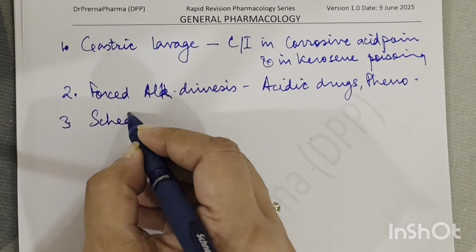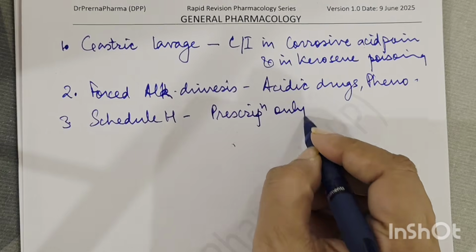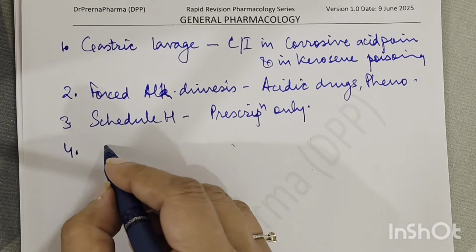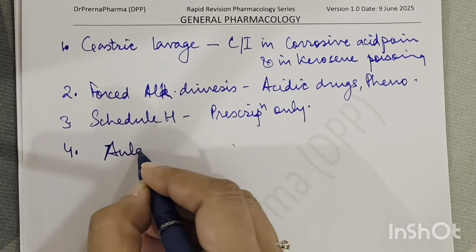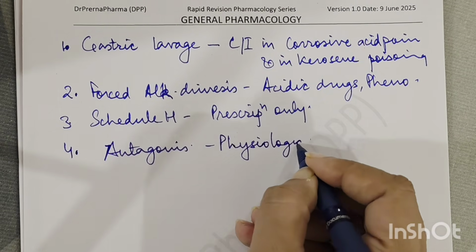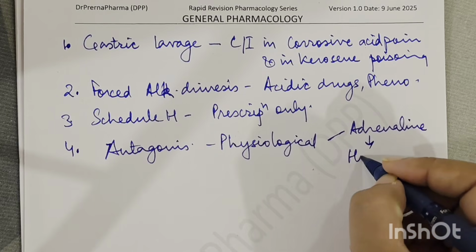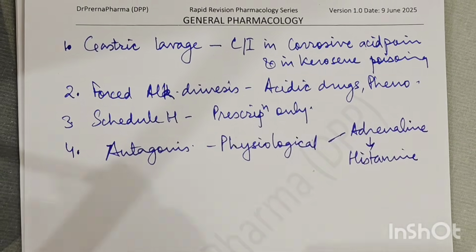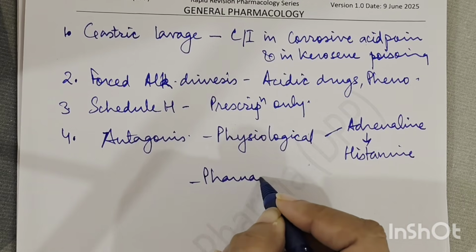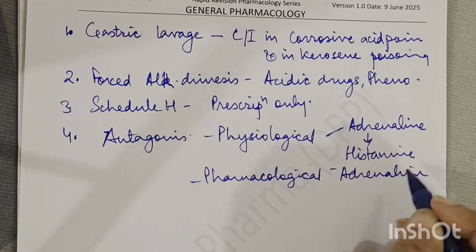Third, schedule H की drugs prescription only होती हैं. I have explained the schedules and the categories for pregnancy also. Antagonism में मैंने आपको बताया भी है शायद कि एक होता है physiological antagonism, मतलब उनकी actions एक दूसरे के against होती हैं. So adrenaline is a physiological antagonist of histamine. Okay, इसीलिए anaphylactic shock में adrenaline दिया जाता है. And then other antagonisms are pharmacological. So pharmacological antagonism जैसे adrenaline का antagonist है propranolol.